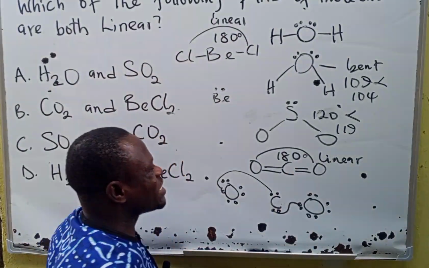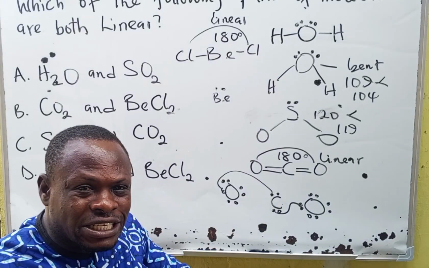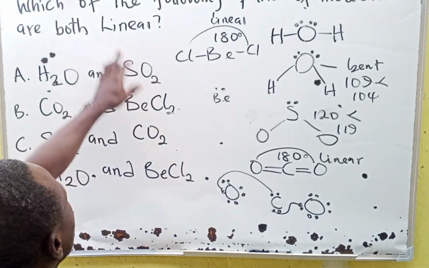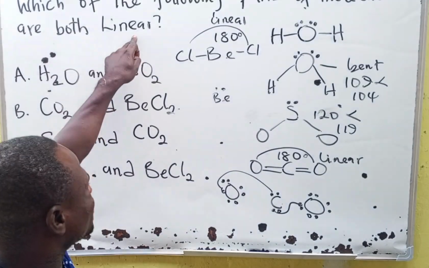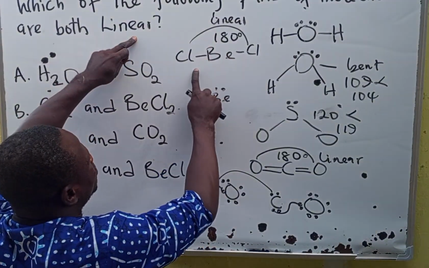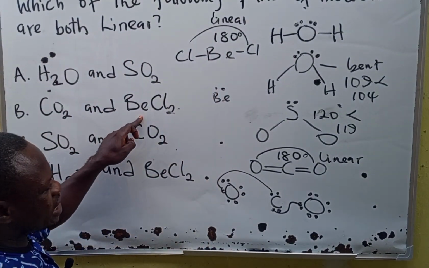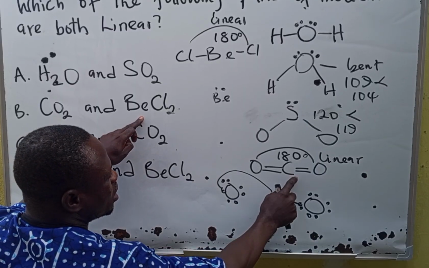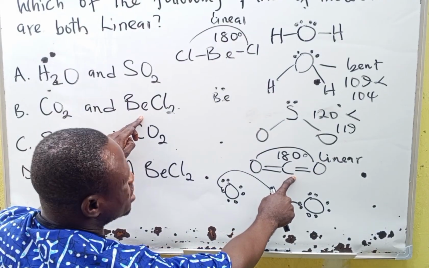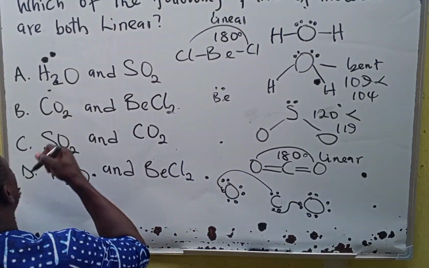Very, very simple. Therefore, which one is bent and which one is linear? The question says which of the following pairs of molecules are both linear. Beryllium chloride is linear, and carbon dioxide is linear. So the correct answer is carbon dioxide and beryllium chloride.